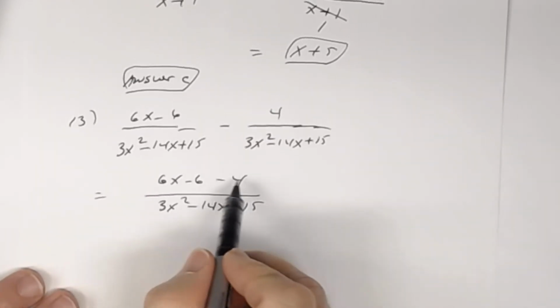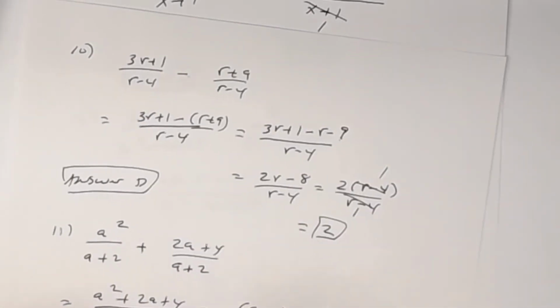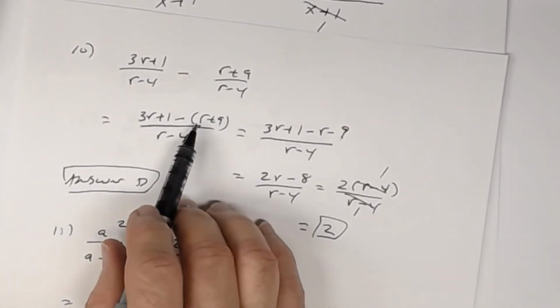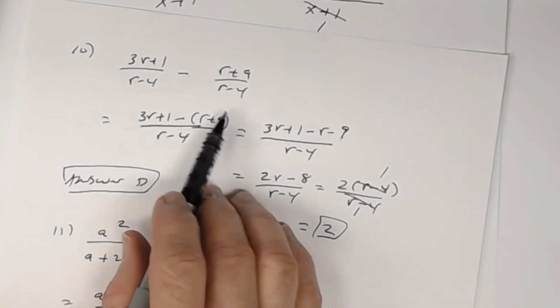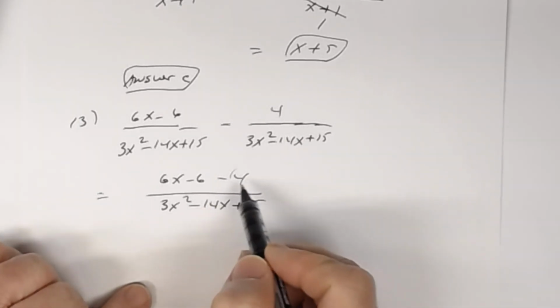Now notice I'm not putting that in parentheses like I did this one. So remember number 10, I put that in parentheses because I'm subtracting. And I put that in parentheses because it was more than one term. So here I had two terms. Here that's just one term. Putting parentheses around here is not necessary.